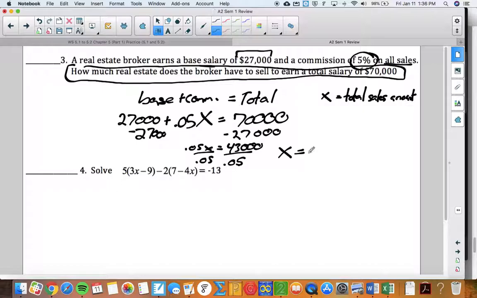And you might be astounded. The calculator will say this. It's not how much money they make. That's the total value of the houses they sold. And that makes sense to me for a realtor.